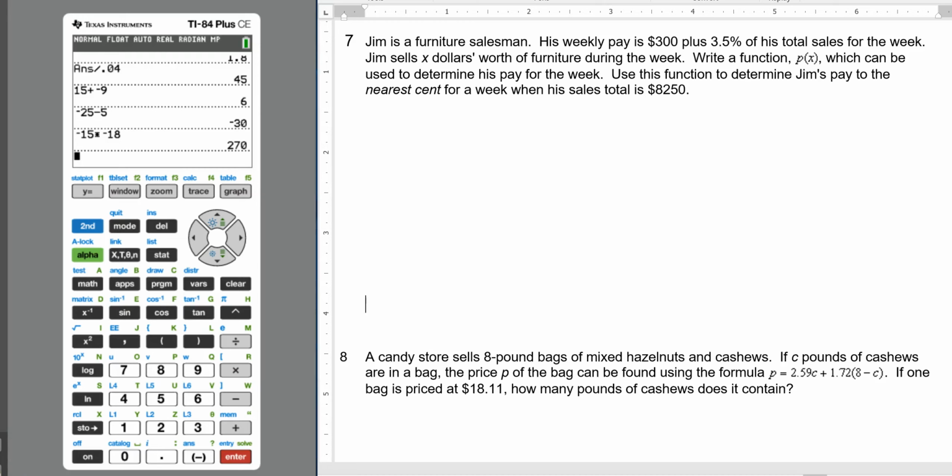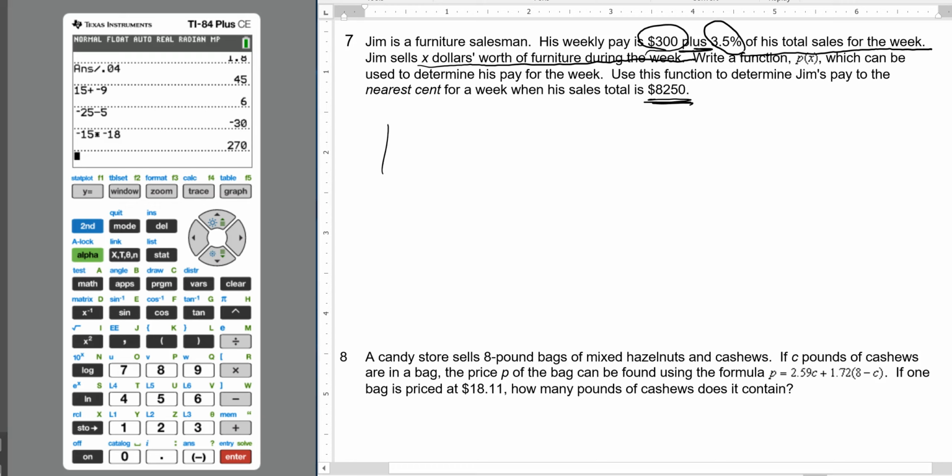Jim is a furniture salesman. His weekly pay is $300 plus 3.5% of his total sales for the week. Jim sells X dollars worth of furniture during the week. Write a function P of X which could be used to determine his pay for the week. Use this function to determine his pay to the nearest cent for a week when these are his sales.